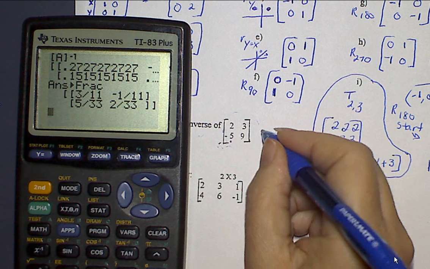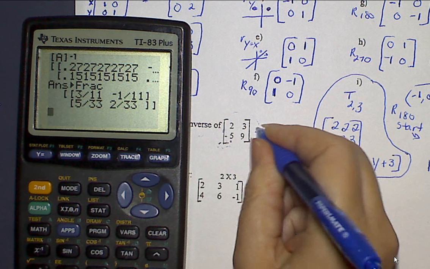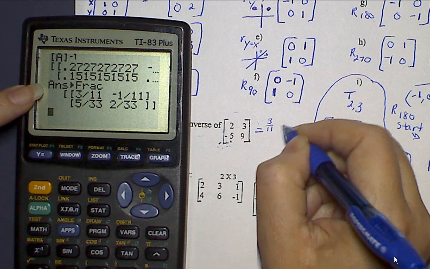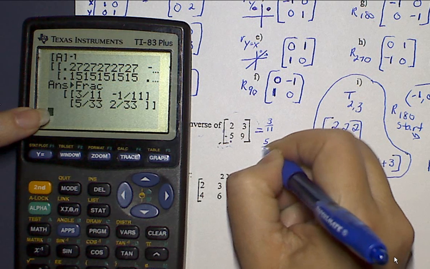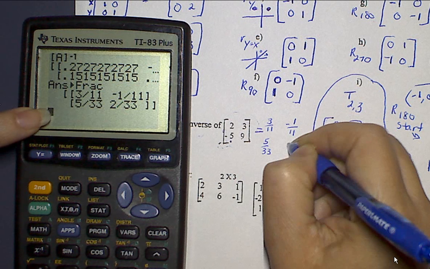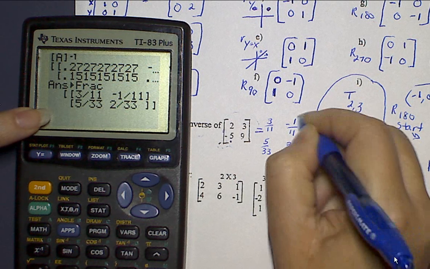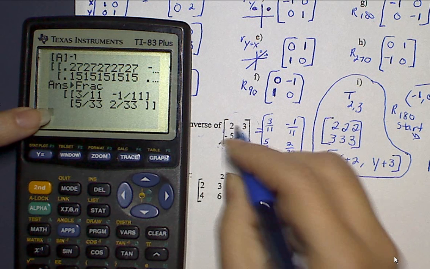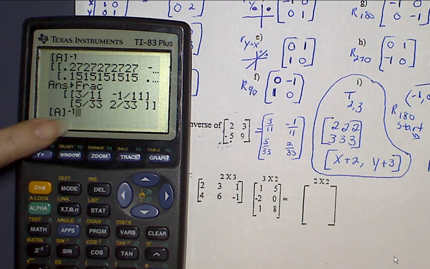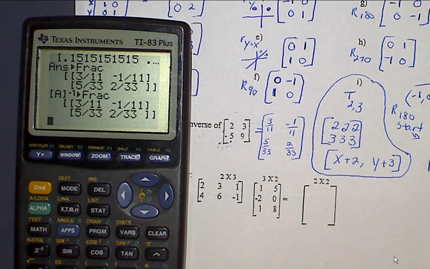So that means that my answer is 3/11, and then 5/33, -1/11, and 2/33. So that's your answer of your inverse. Now, when you're doing this, if you go second entry, it pulls up your last one. That's the one before. When we had our A inverse, I could have put math fraction right there, and that would have done it right away. It would have given me a fraction right away.